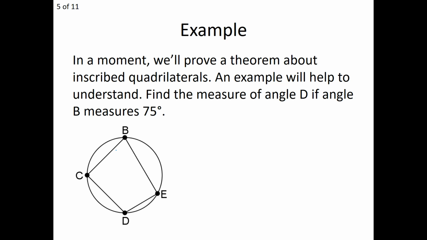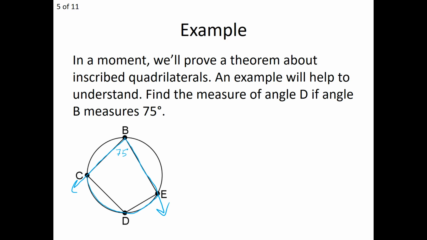So let's give angle B a measure. Let's call this angle 75 degrees. We're going to find the measure of angle D, and then look at the relationship between angle B and angle D, these opposite angles. So how are we going to find the measure of angle D? Well, let's take a look first. Angle B is inscribed, so its two sides cut out an arc: the arc from point C through point D to point E. If we know the measure of that inscribed angle, we also know the measure of that arc.